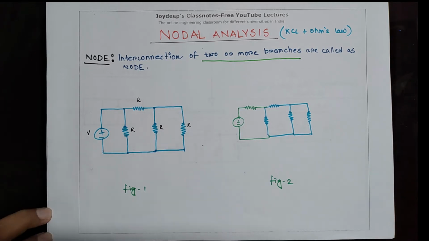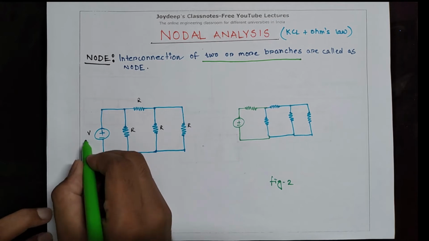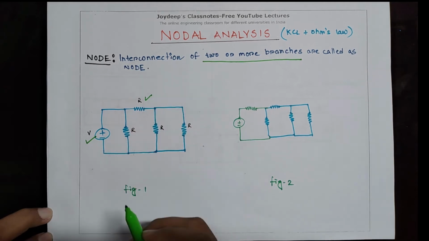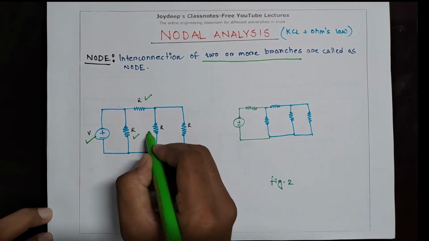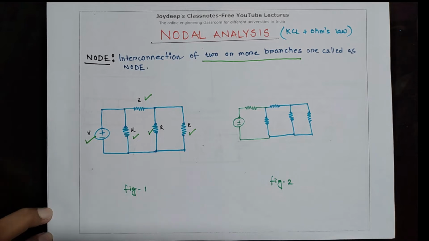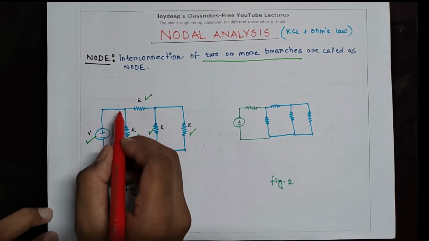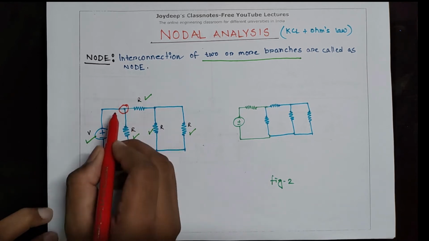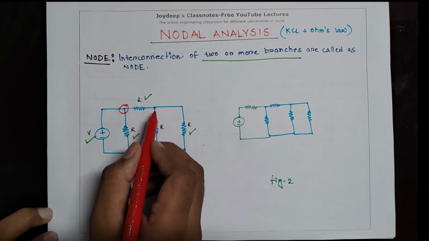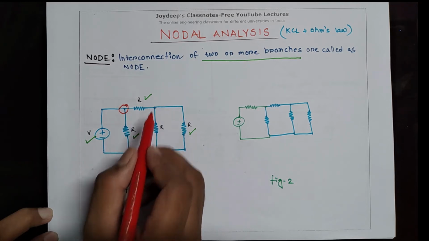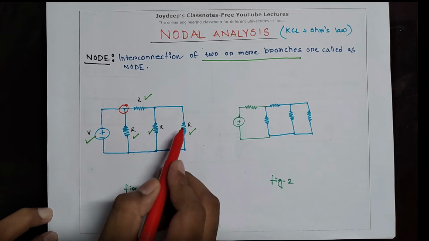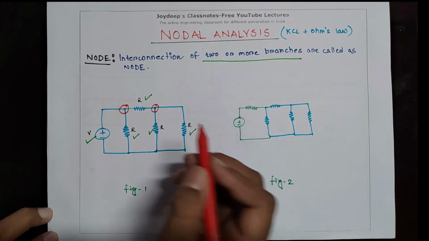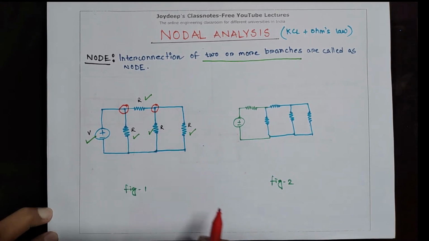So, let's take this circuit for example. That's a circuit element, that's a circuit element, that's a circuit element, that's a circuit element. So in this case, this is a node. Why? At this point, three circuit elements are interconnected. So that's a node. What about this? At this point, 1, 2 and 3 three circuit elements, or rather branches, are connected. So that's why this is also another node.